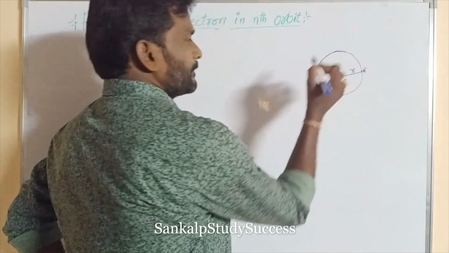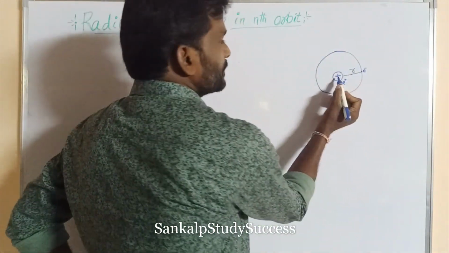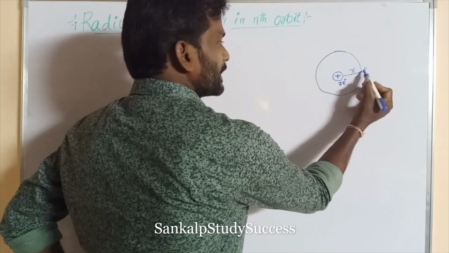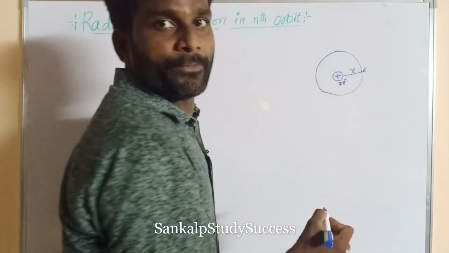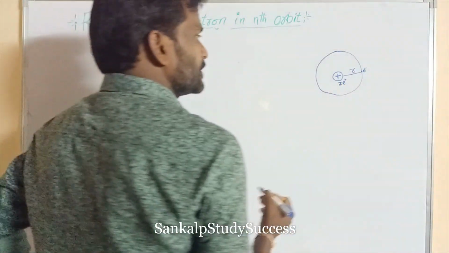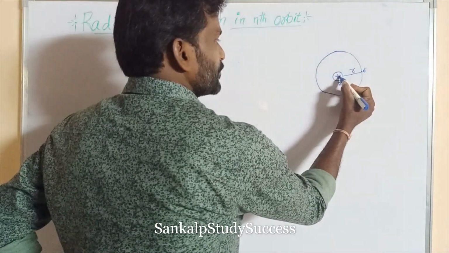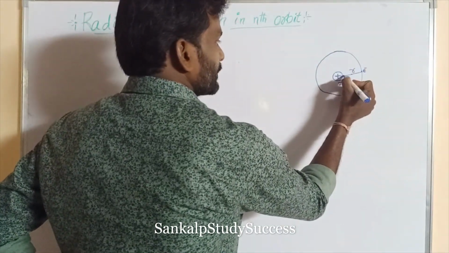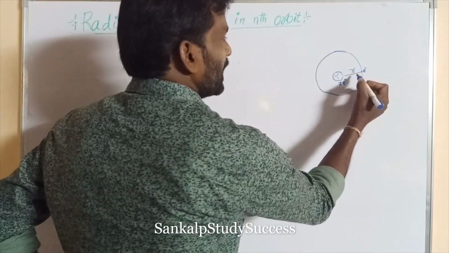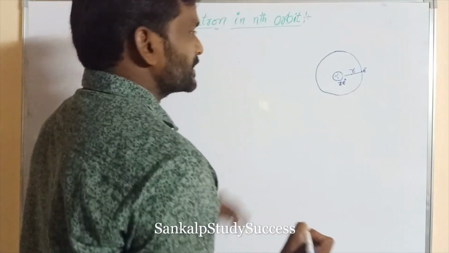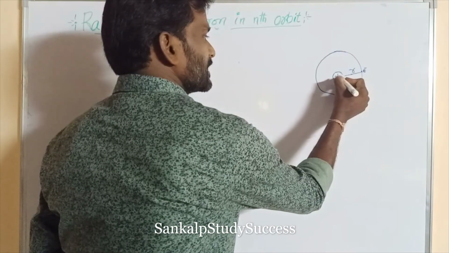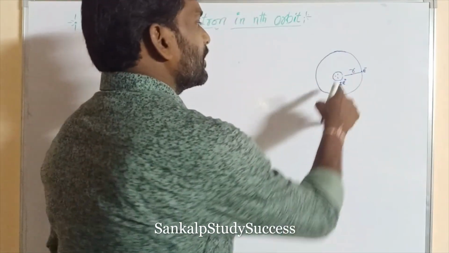So this is the atom. The mid part of the atom is said to be the nucleus. The nucleus has a positive charge. Here the electron revolves around the nucleus in a circular path. The electron has a negative charge. The distance between the center of the nucleus and the outer orbit is r, that is the atomic radius. So that can be written as r.